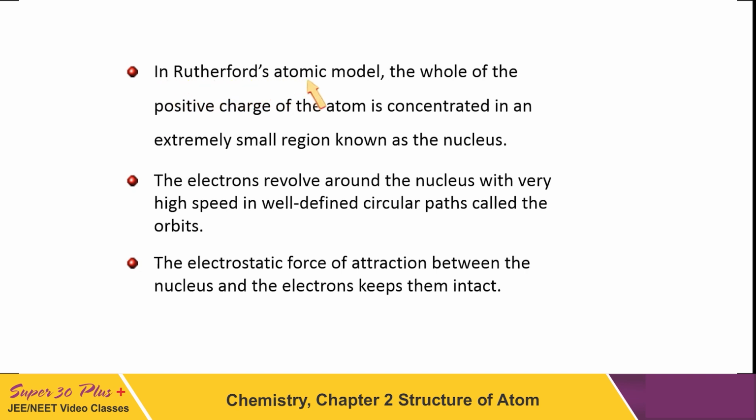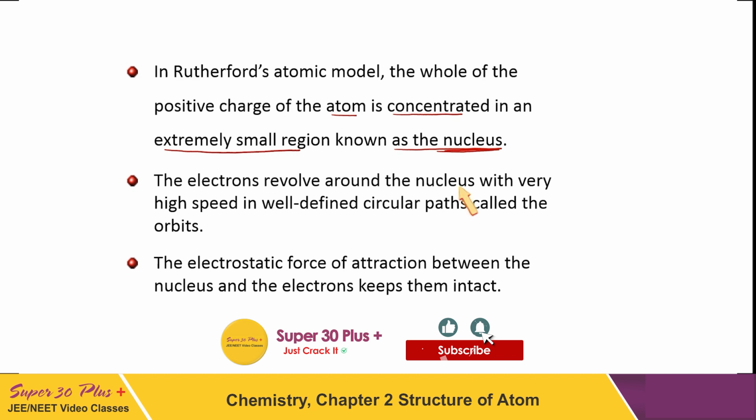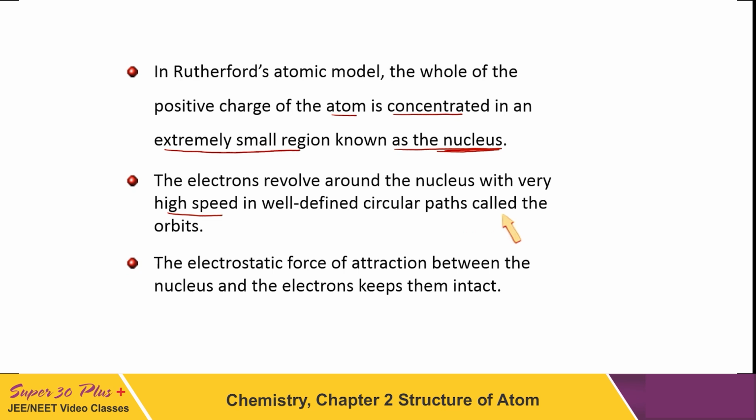So in Rutherford's atomic model, the whole positive charge of the atom is concentrated in an extremely small region in the center known as the nucleus. And where are the electrons? They revolve around the nucleus with very high speed in well-defined circular paths, and these circular paths are called orbits. Remember students, there is a difference between orbits and orbitals. Always remember this. Right now I am talking about orbits, not orbitals. The electrostatic force of attraction between the nucleus and the electrons keeps them intact, and that is the reason why they do not go anywhere.